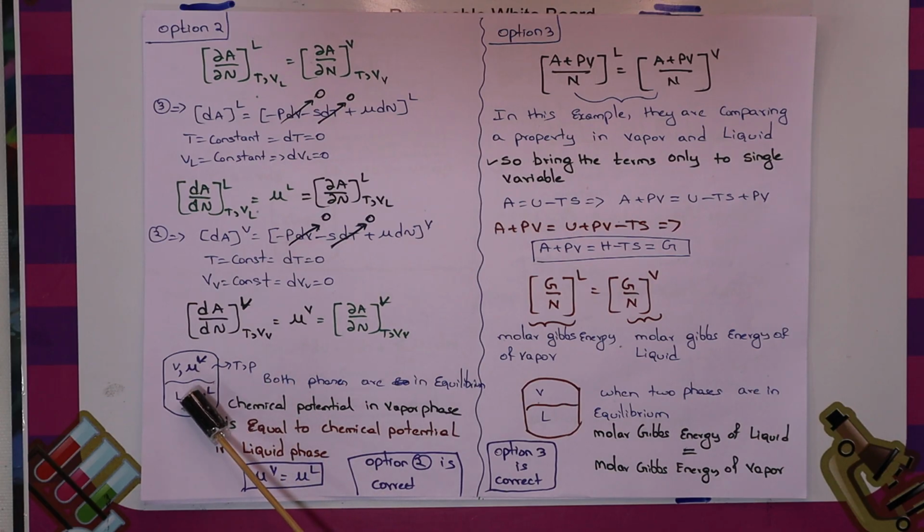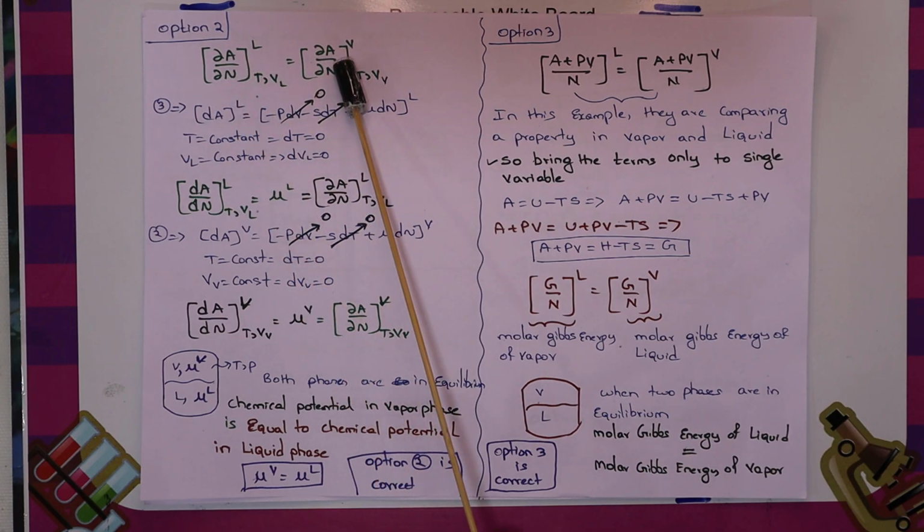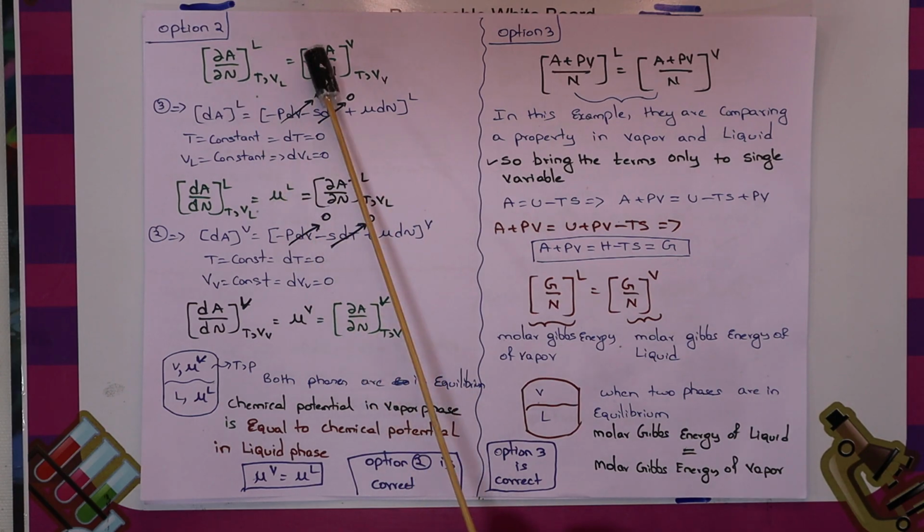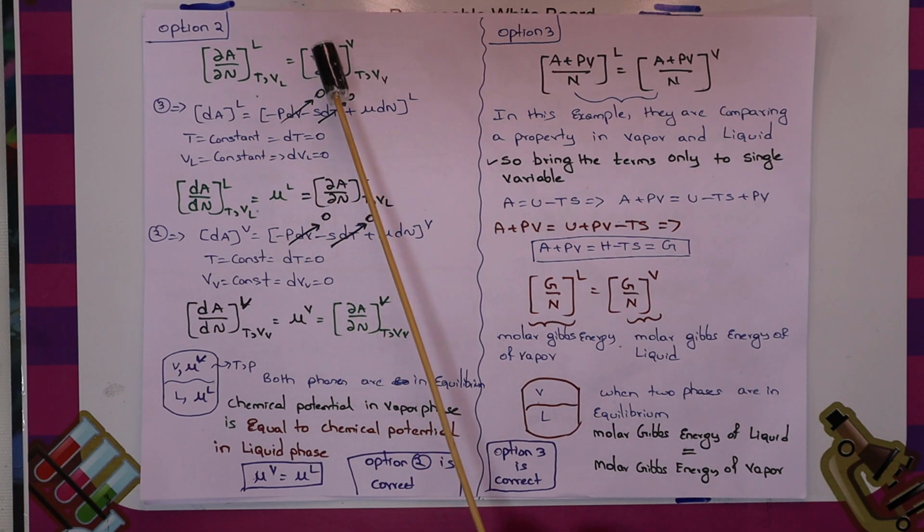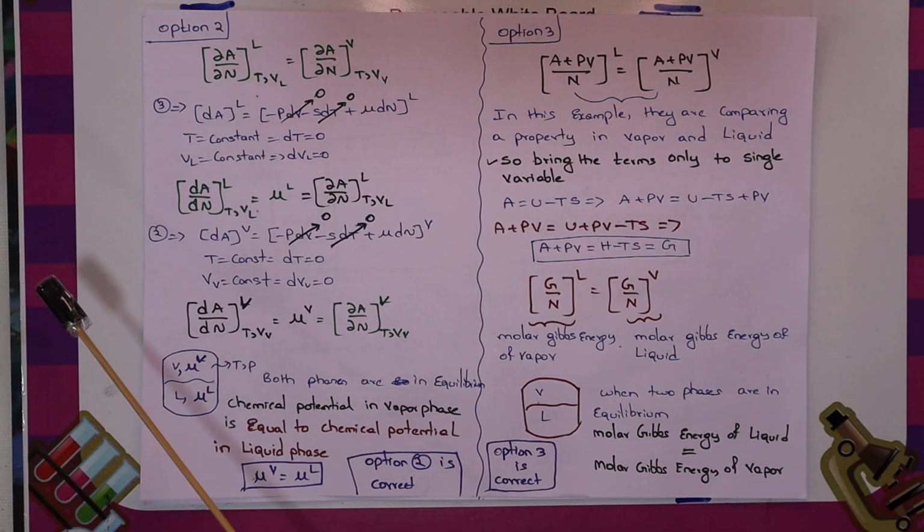If both vapor and liquid are at equilibrium in the absence of any change, then the chemical potential, that means the true driving force in the vapor, should be equal to the true driving force for the liquid. So if you apply this chemical potential equality, then mu L will be equal to mu V. Therefore, these two expressions are giving mu vapor equal to mu liquid. That means both expressions are giving the same answer. That means option 2 is correct.